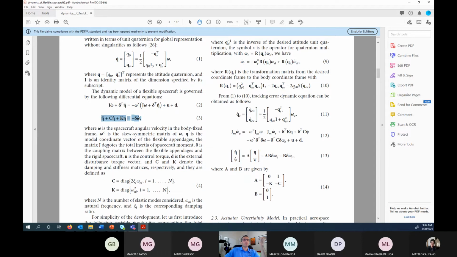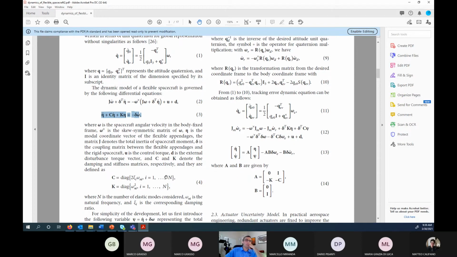So omega is the spacecraft angular velocity in the body. Well, this is the cross product, symmetric matrix, omega. And eta is the modal coordinate vector of the flexible appendages, exactly what we have seen before. Delta is the coupling matrix between the flexible appendages and the rigid body. And then C and K denote the damping and stiffness matrices like we have seen today. So the K is, no surprise, the diagonal matrix of the omega squared, and C is the 2 zeta, well, epsilon in this case, we called it zeta before, the damping coefficient that multiplies the omegas.